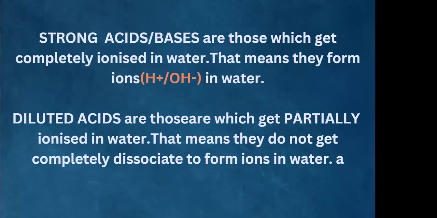Strong bases or acids are those which get completely ionized in water. That means they form H positive and OH negative ions in water. Weak acids are those which get partially ionized in water. That means they do not completely dissociate to form the ions.